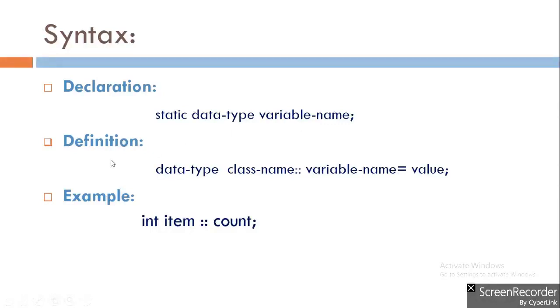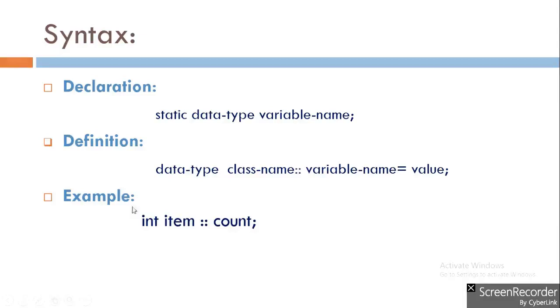Now the syntax to define a static data member is data type, then class name with scope resolution symbol, and then variable name equal to value. Here value is an optional thing. If we want to initialize our static data member, then we can assign some value here.